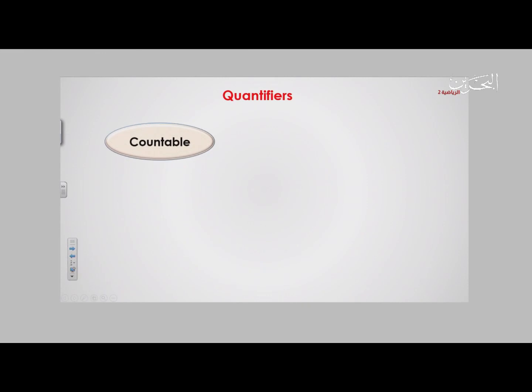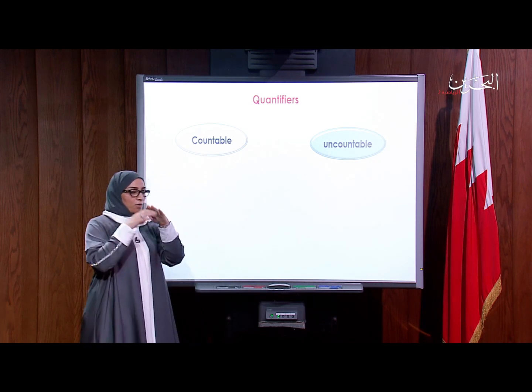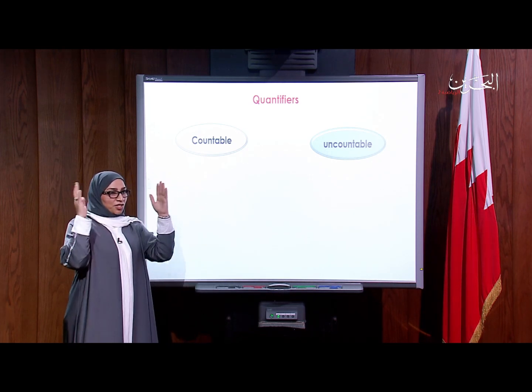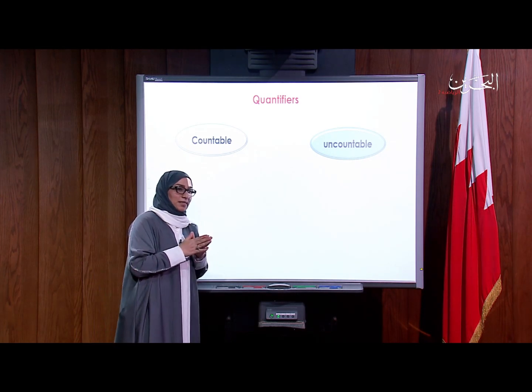Again, countable, uncountable. Yes, a quantifier is something related to when you want to talk about the quantity of a noun, countable food, or uncountable food, or any noun in general. Quantifier comes from the word quantity, which means the number, how much or how many. Let's find what the quantifiers family is.